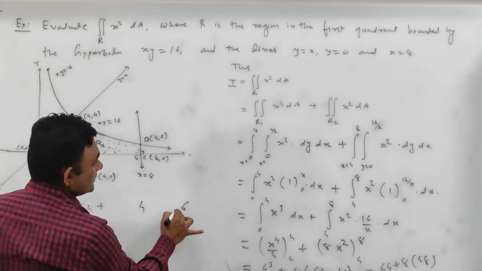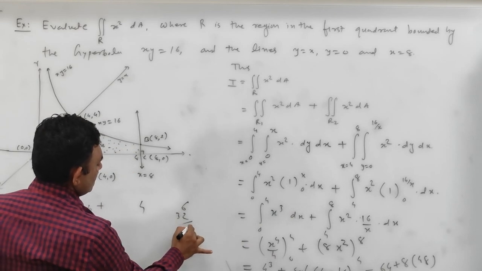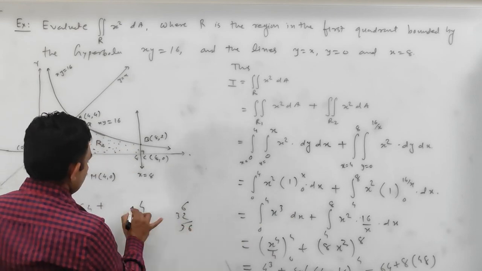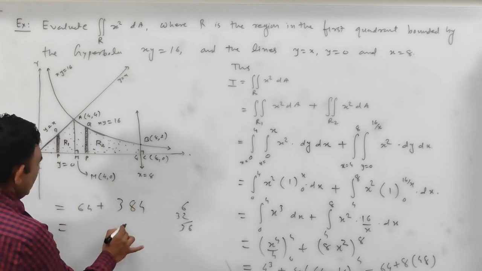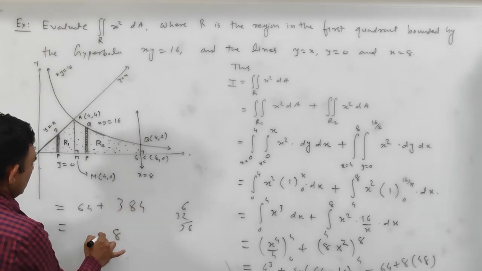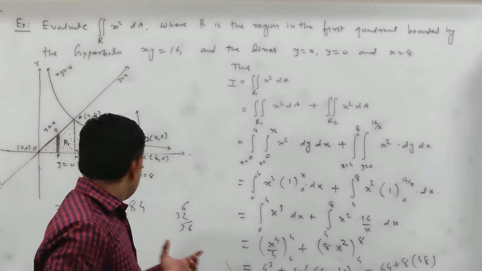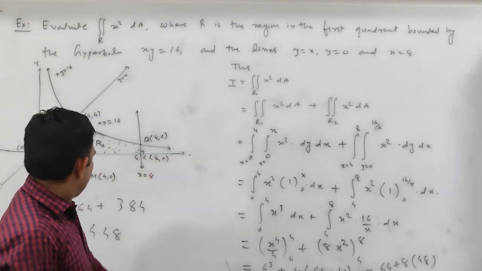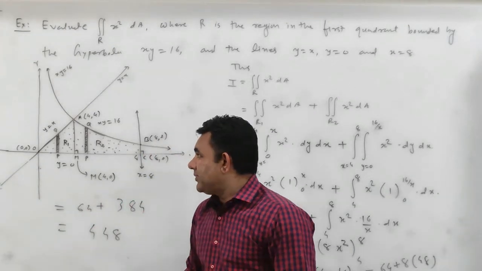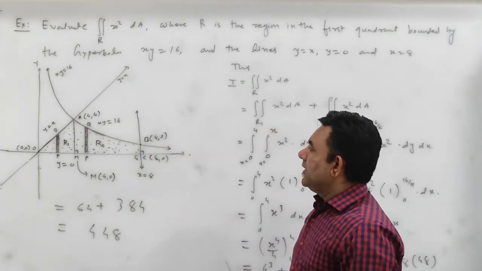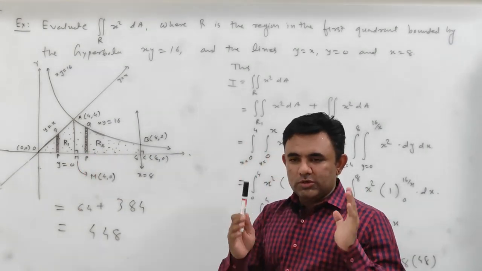64 plus 8 into 48, so now this is my final answer. It is 448. So in this example, if you consider horizontal strip or vertical strip, you have no choice. You must have two regions.